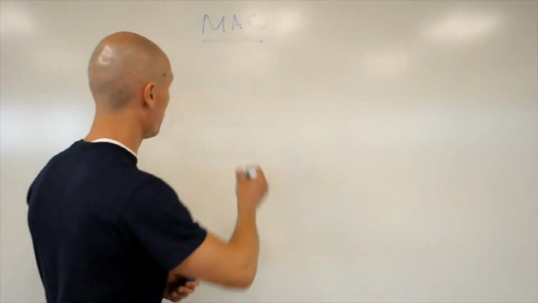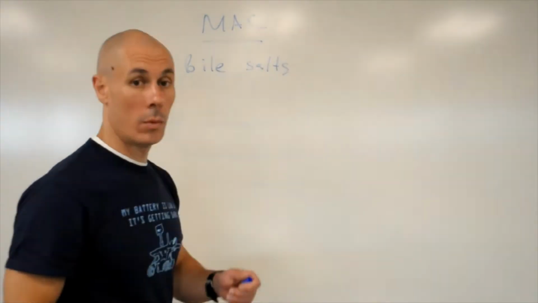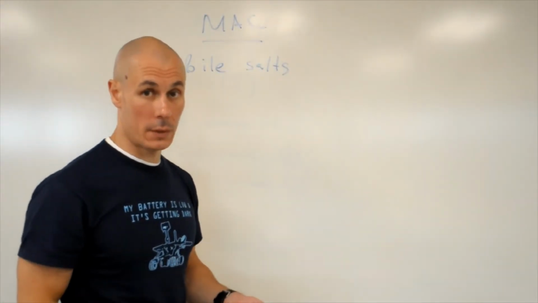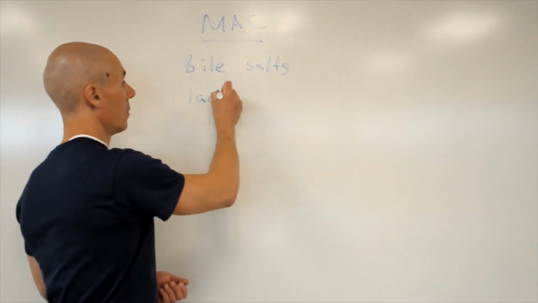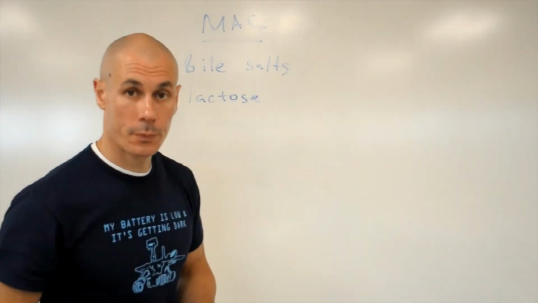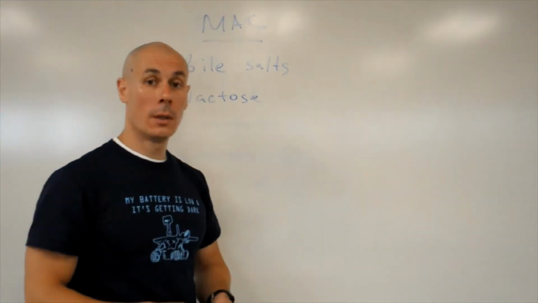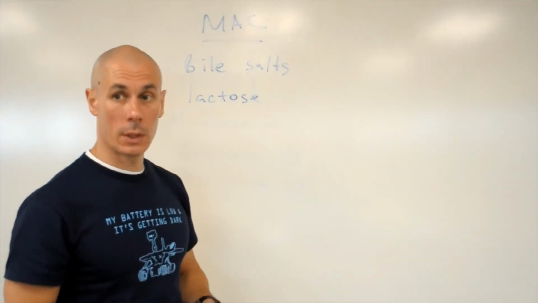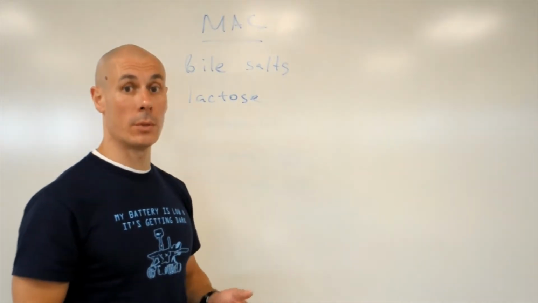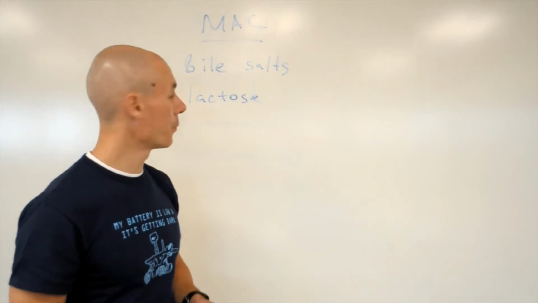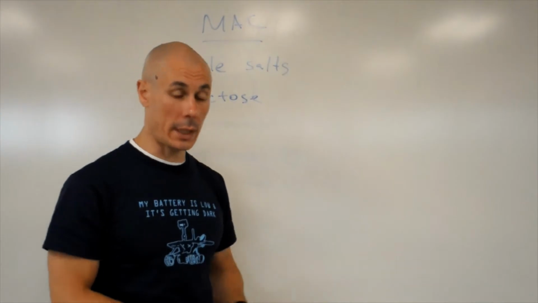MacConkey agar contains two key components: bile salts and lactose. As you know, bile is produced by the liver and released into the small intestine. So why these two? Bile salts create an environment that is familiar for members of the Enterobacteriaceae family of bacteria normally present in the human gut. Lactose allows you to distinguish members of that family.